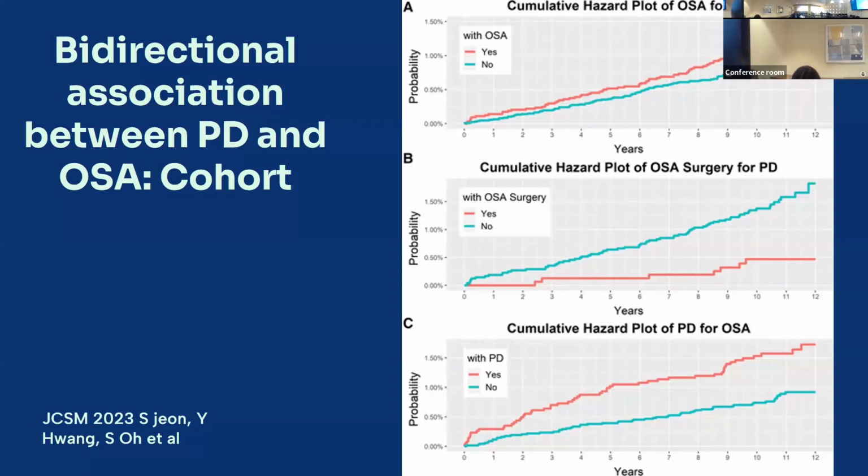They also looked at the effect of OSA surgery on the incidence of Parkinson's disease. The hazard ratio of 0.47 suggested a significant reduction in the incidence of Parkinson's among those who had surgery for OSA compared to those who didn't.